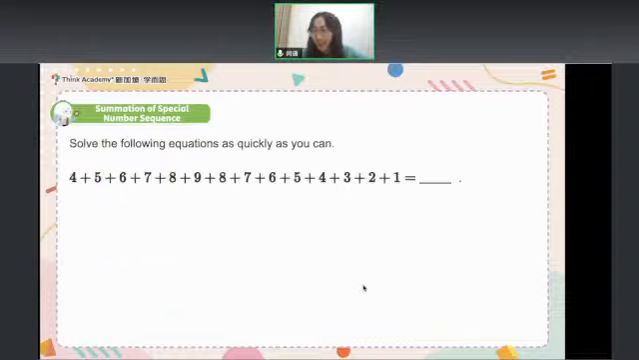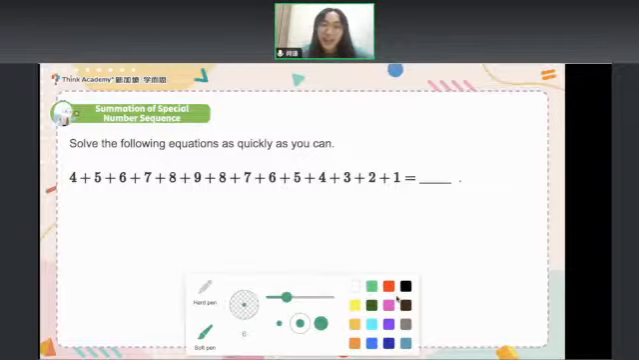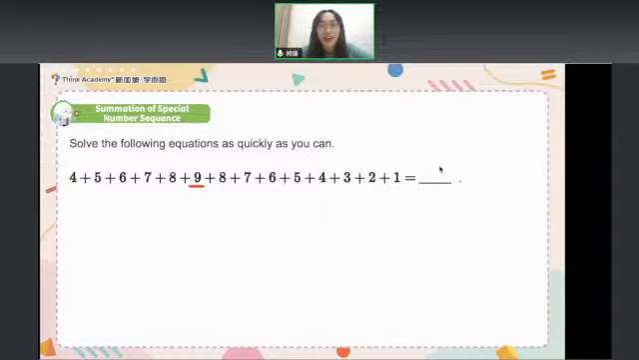This one is very easy to make a mistake again. Okay, 4, 5, 6, 7, 8, 9, and then 8, 7, 6, 5, 4, 3, 2, 1. Some students say, oh, what is the highest point? 9. 9 times 9. Okay, 81. Am I correct? Is it 81? 81 is a very, very common mistake. It is not 81. Why?